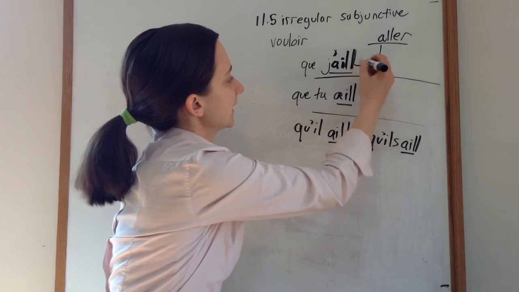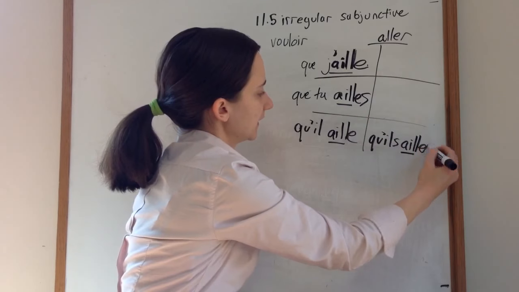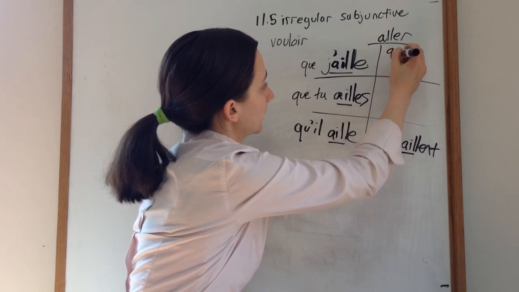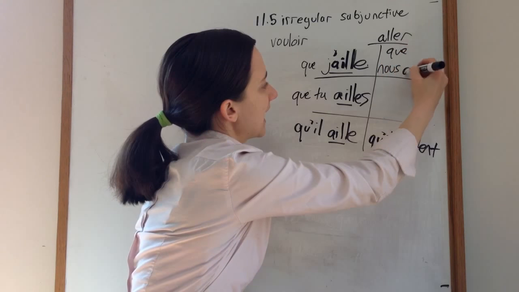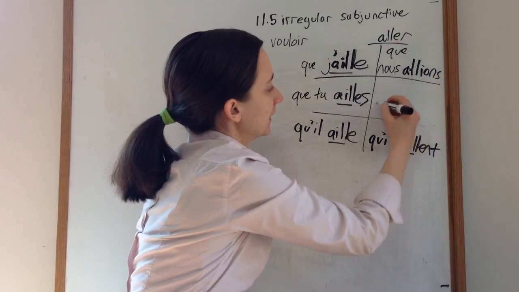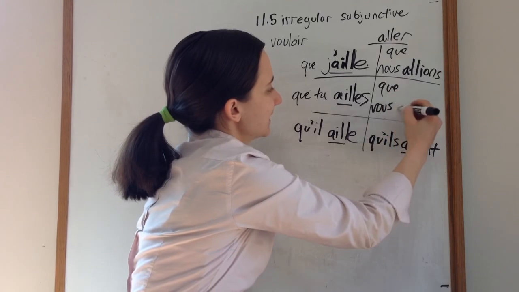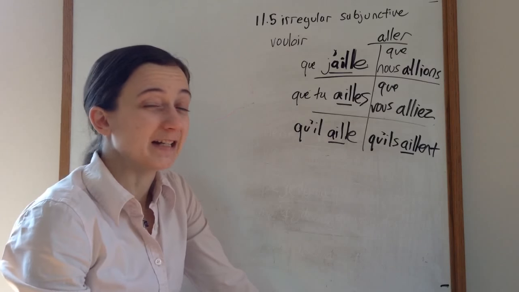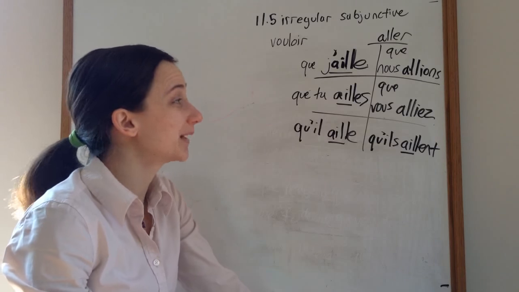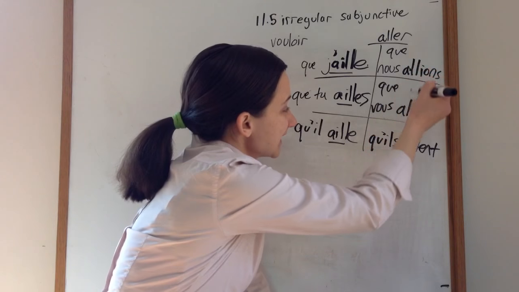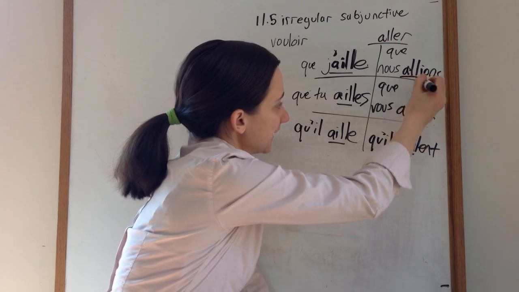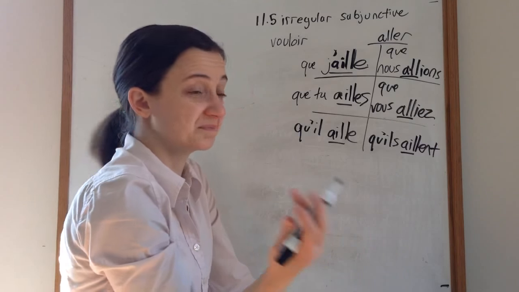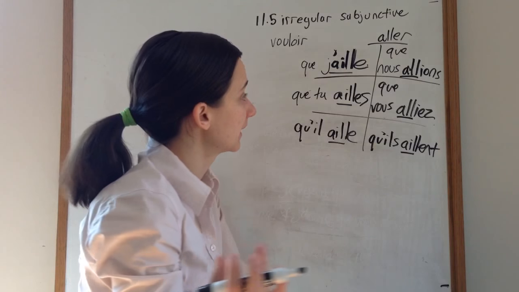And we add E, ES, E, ENT. Nous and vous, we're going to keep the same. Que vous allions. Que vous alliez. Yeah, I know. Why? But it is what it is. This is easier. It's just A-L-L, I-O-N-S, I-E-Z. Looks just like the imparfait.